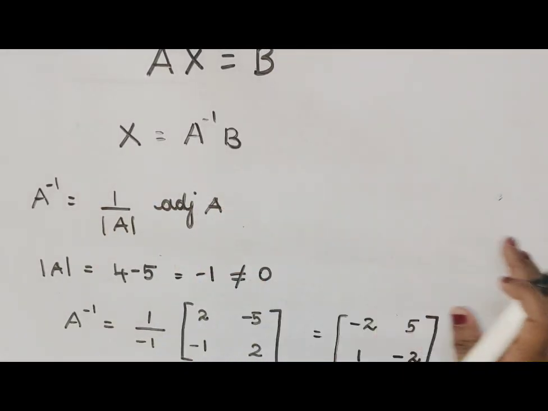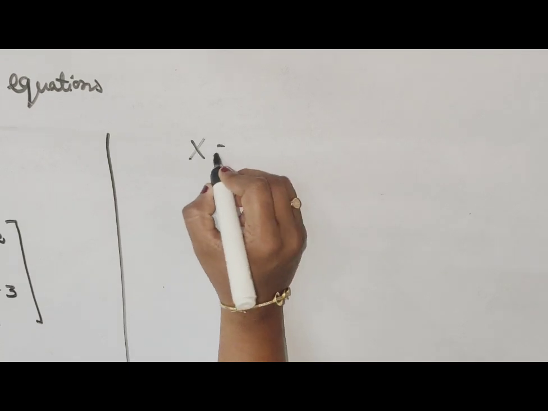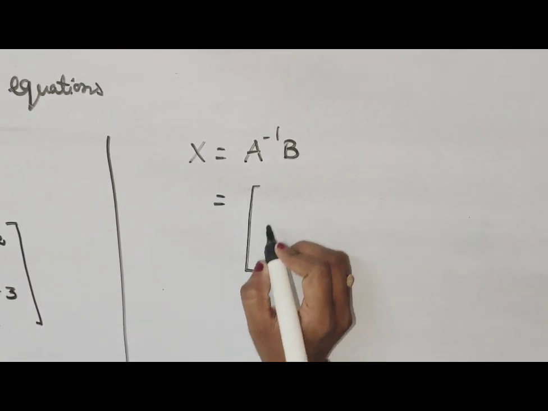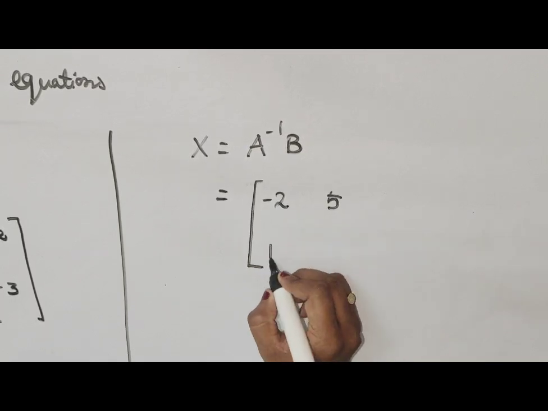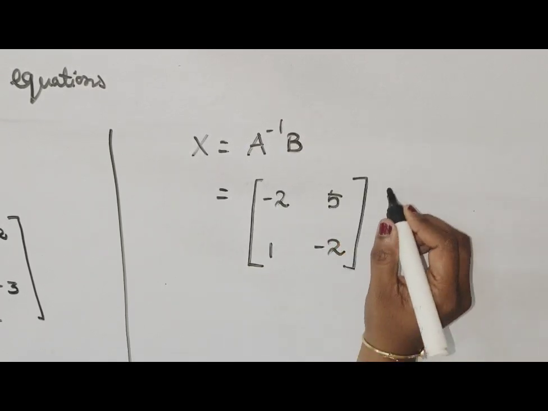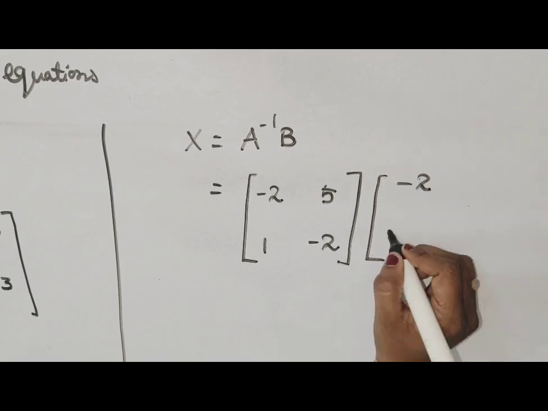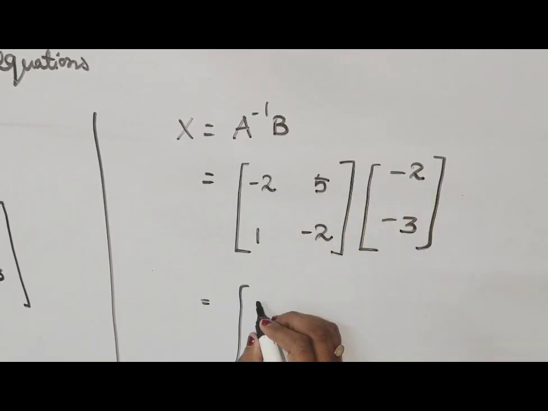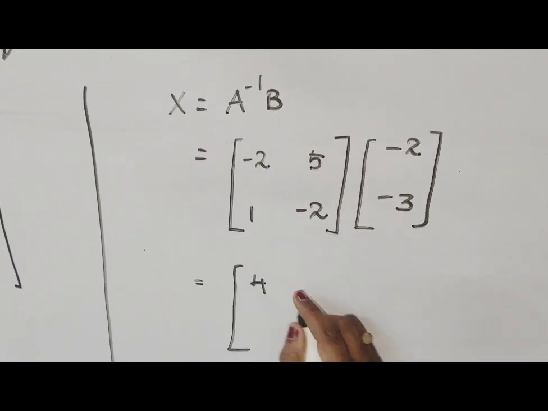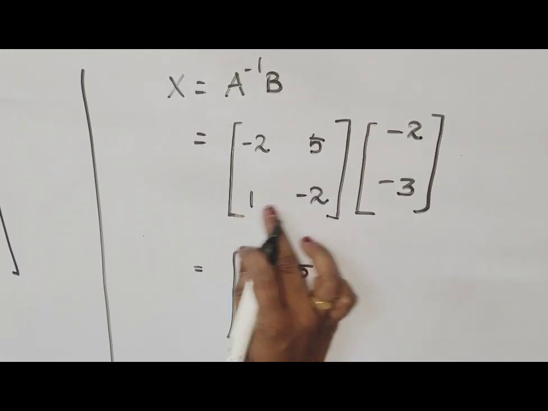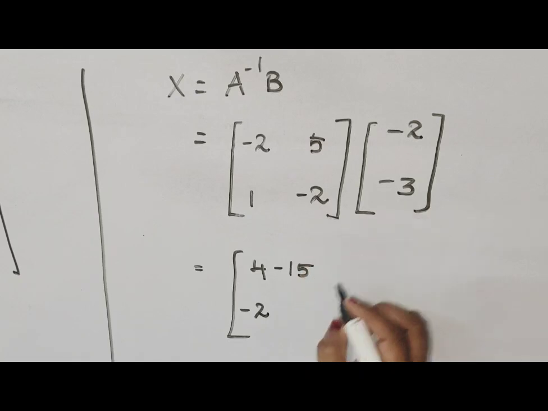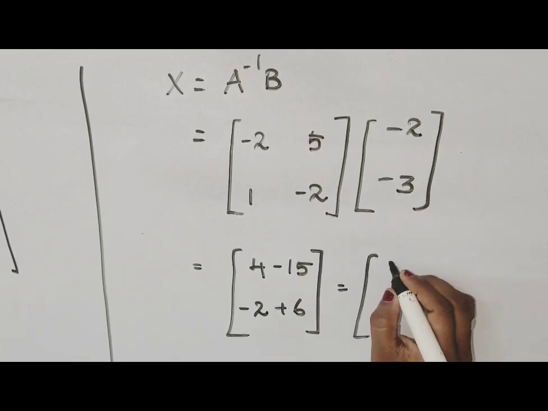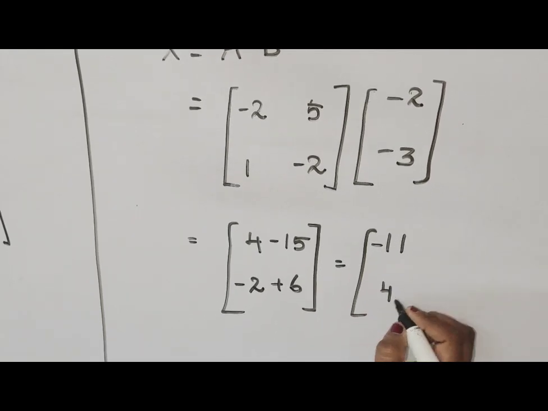Now we will simplify this x value. X equals A inverse into B. A inverse value is minus 2, 5, 1, minus 2. The value of B is minus 2, minus 3. Now we have to do the matrix multiplication. Minus 2 into minus 2 will become plus 4. 5 into minus 3 is minus 15. Next 1 into minus 2 is minus 2. Minus 2 into minus 3 is plus 6. Minus 15 plus 4 is minus 11. 6 minus 2 is 4.